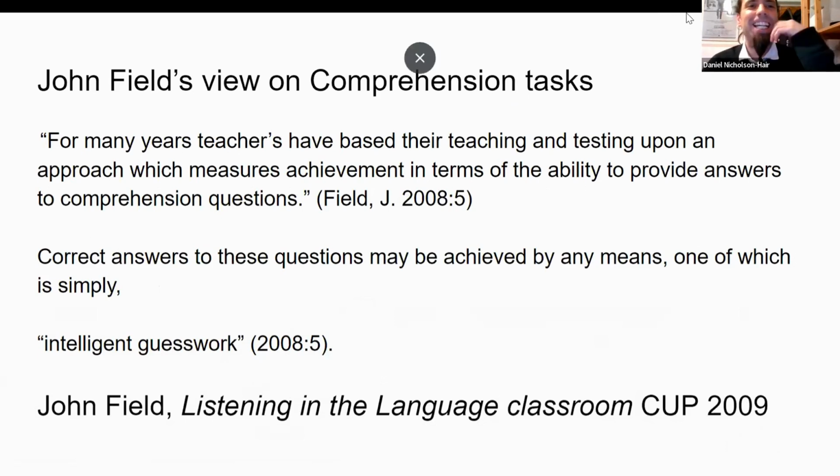So this is a quote from John Field. John Field wrote a book, Listening in the Language Classroom. And the quote is, for many years, teachers have based their teaching upon testing, upon an approach which measures achievement in terms of the ability to provide answers to comprehension questions. He goes on to say that correct answers to these questions may be achieved by any means, one of which is simply intelligent guesswork.